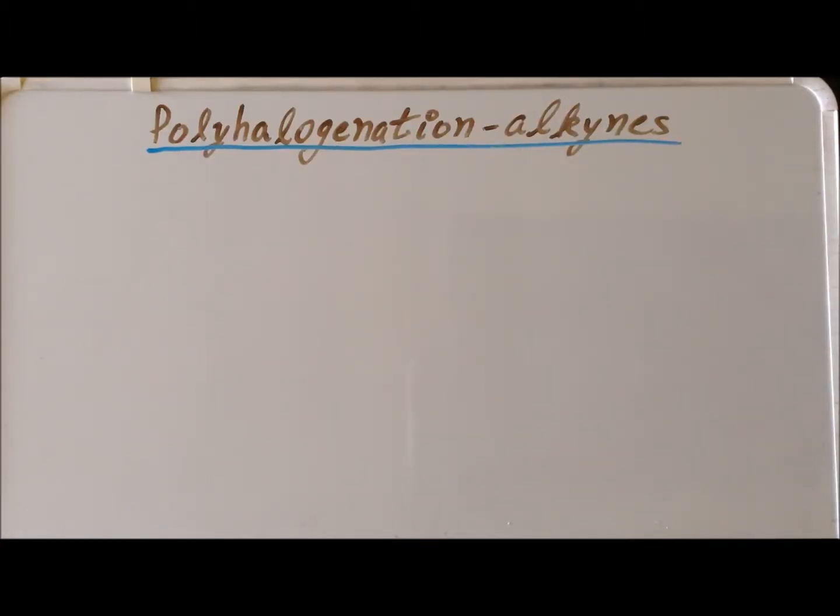Hello. In this video, we are going to discuss the polyhalogenation of alkynes. That will be the addition of either one or two molecules of halogen, which will be either 2 or 4 atoms of halogen to an alkyne.